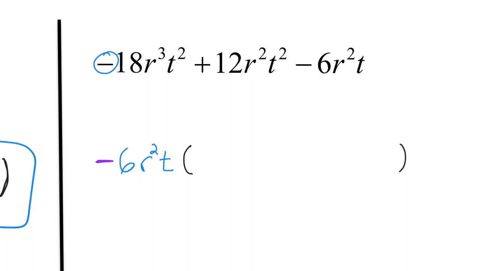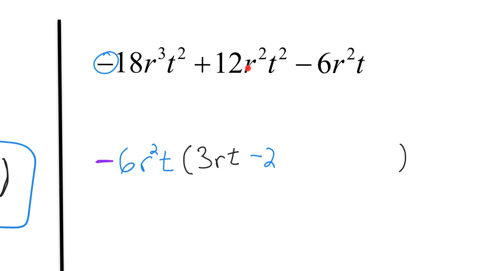So now I'm going to divide. Careful with the signs because you guys do have a negative and a negative here. Negative 18 divided by negative 6. That's going to be positive 3. You have r cubed. You took r squared. So that's just 1r. You guys have a t squared, but you took out a t. So that's going to be 1t inside. Positive 12 divided by negative 6. That's going to be negative 2.